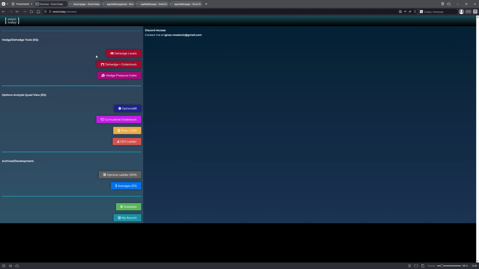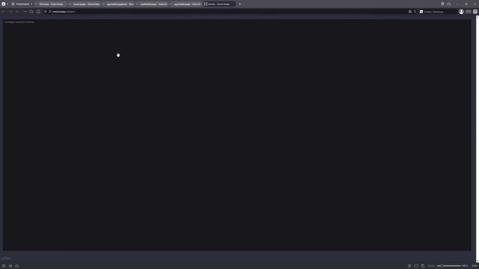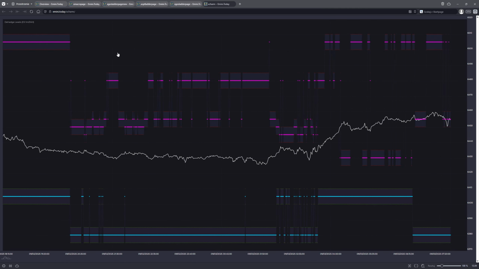So the basic setup of this tool, and this is the most important setup. This is what I was trying to do, the simplest way to express it as possible. So these are just two levels, the violet line and the blue line. So resistance levels and support levels.